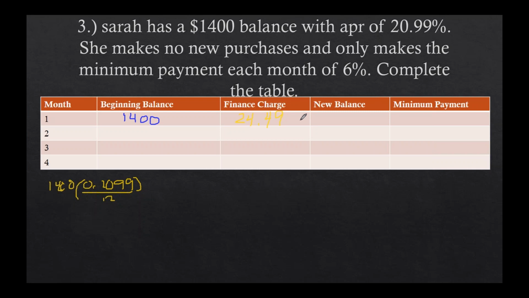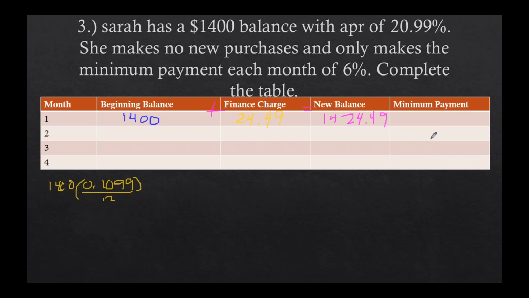How do I find my new balance? Because Sarah didn't make any other purchases, it's just her beginning balance and her finance charge. We add them together. Exactly. So we add the beginning balance plus the finance charge to get the new balance, which yields $1424.49. I'm struggling today.